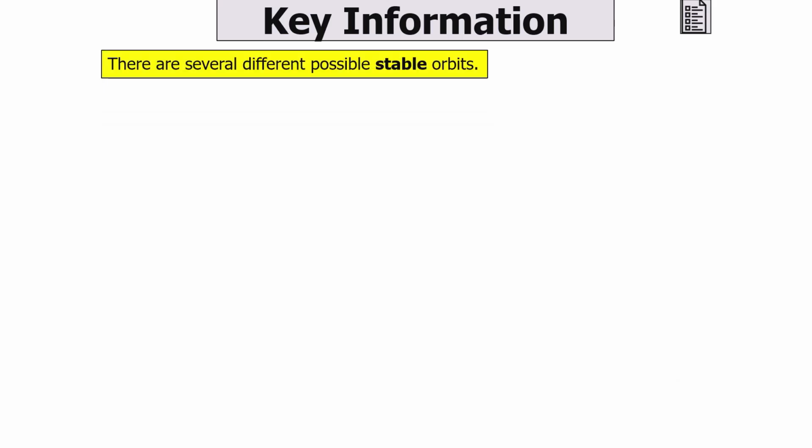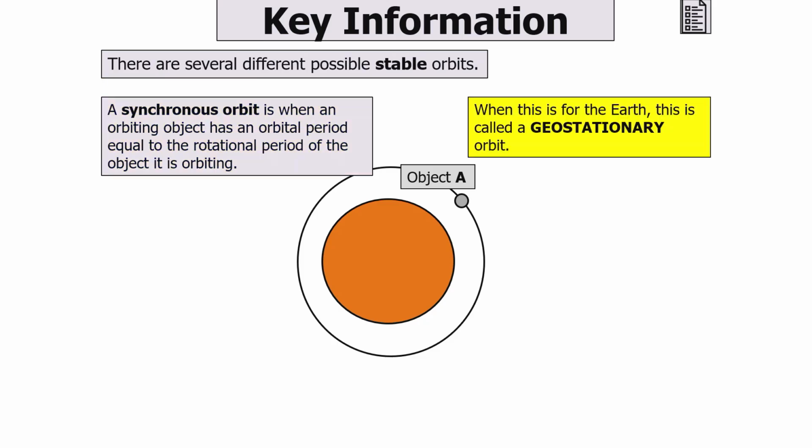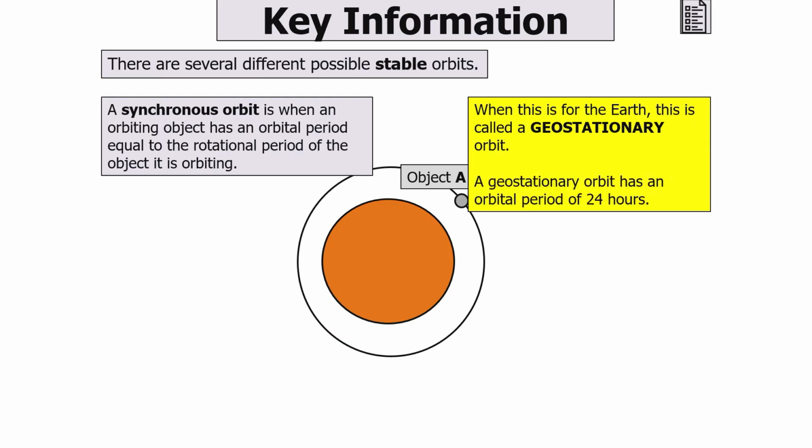Now, there are several different possible stable orbits. The first one is a synchronous orbit, where the orbiting object has an orbital period equal to the rotational period of the object it is orbiting. When this is for the Earth, this is called a geostationary orbit. A geostationary orbit has an orbital period of 24 hours.